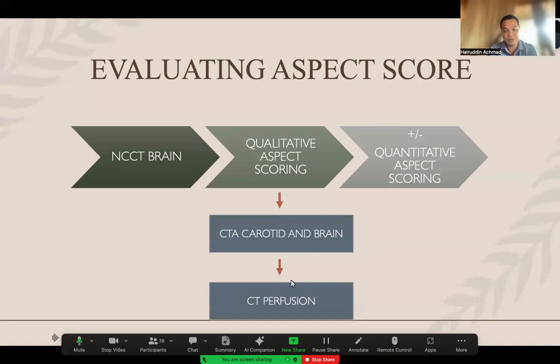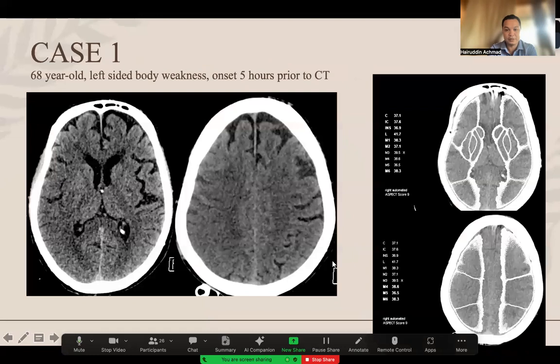You can actually look at the performance of the brain tissue after facing this sudden occlusion of the vessel. That's going to be a very huge topic, but now we just focus on the non-contrast CT head. Okay, so I've got some cases to show you, for you to further understand how we score the patient for ASPECT scoring.